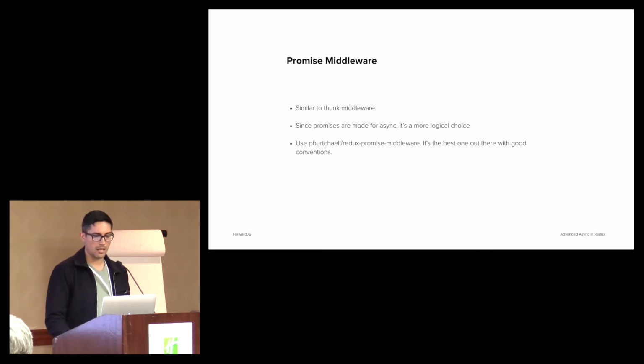So I would still say go with Redux Thunk, but if you really want to be able to dispatch promises to the store, then I would go with Redux Promise middleware. It has the best conventions. I think there's like three of them out there. There's Redux Promise, there's Redux Promise middleware, and then there's another one. And I think Redux Promise middleware is probably one of the best of those three, in my opinion.